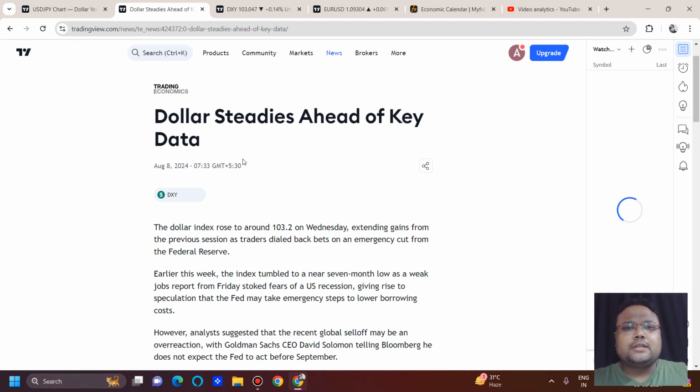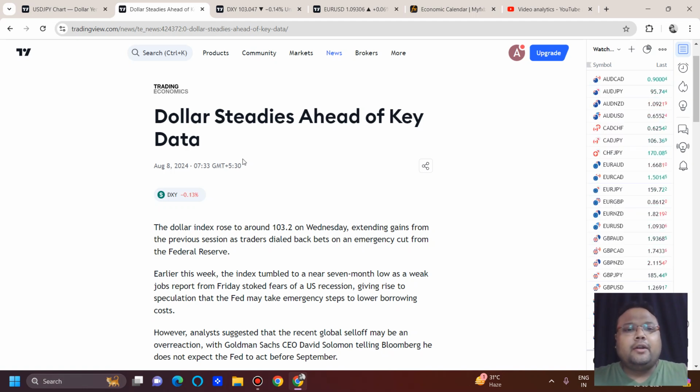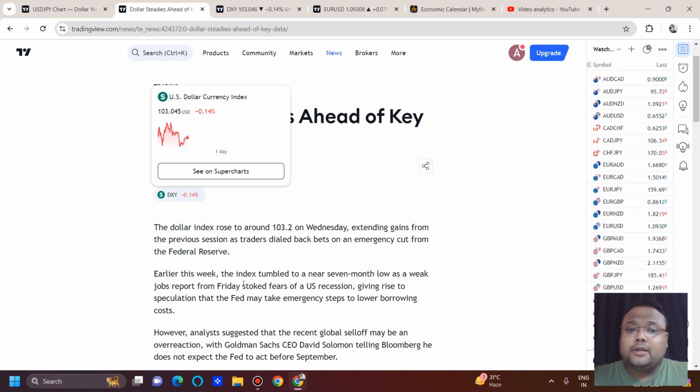And if you look at the market sentiment, you can see the dollar steadies ahead of key data. The dollar index rose to around 103.2 on Wednesday, extending gains from the previous session as traders dialed back bets on an emergency cut from the Federal Reserve. Earlier this week, the index tumbled to a near 7-month low as a weak jobs report from Friday stoked fears of a US recession, giving rise to speculation that the Fed may take emergency steps to lower borrowing costs. So this was the overall market sentiment.